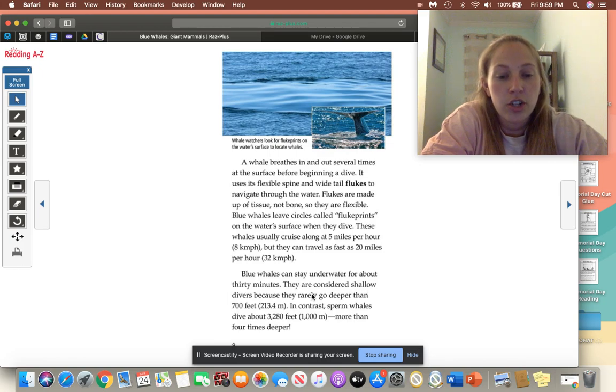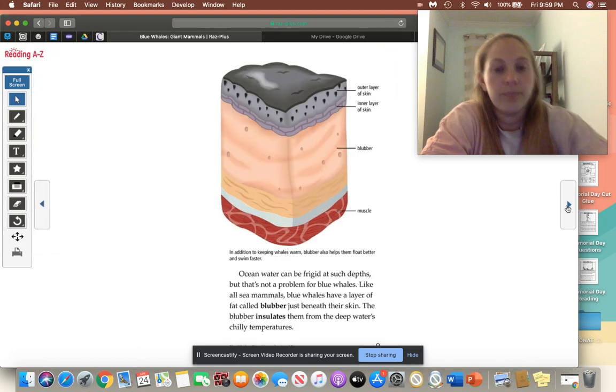They are considered shallow divers because they rarely go deeper than 700 feet. In contrast, sperm whales dive about 3,280 feet, more than 4 times deeper. This caption says, whale watchers look for fluke prints on the water surface to locate whales. Ocean water can be frigid at such depths, but that's not a problem for blue whales.